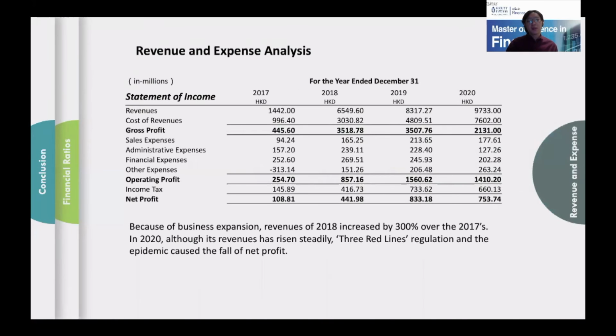This is a simplified statement of income of Sankun Group. We can see that in 2018, the net profit of Sankun Group had a very sharp increase. It is because in 2018, Sankun Group had many more projects in the Zhujiang Delta and Yangtze River Delta than in 2017. But last year, in 2020, there is a fall in net profit. This is because of the three red lines regulation and the epidemic.